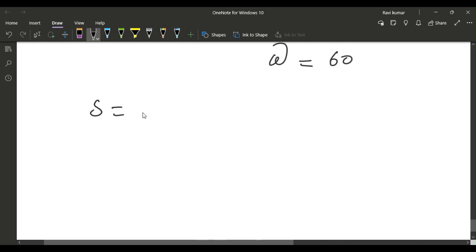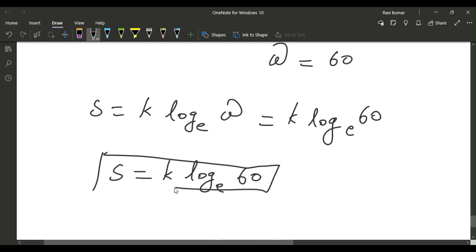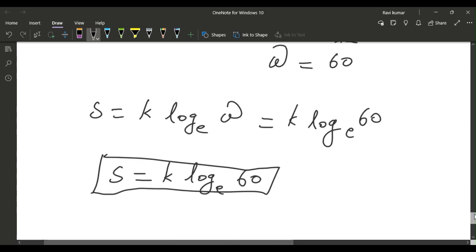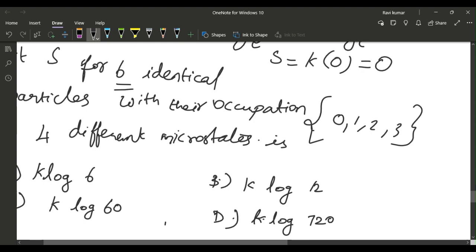So S is equal to K log base e of omega, the Boltzmann constant times log of the omega value, which is 60. So finally the solution is S is equal to K log base e of 60. So this is the final answer for the entropy of the system. So the correct answer is option C.